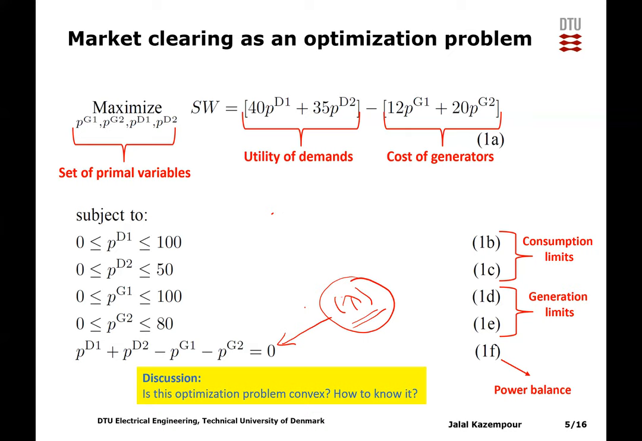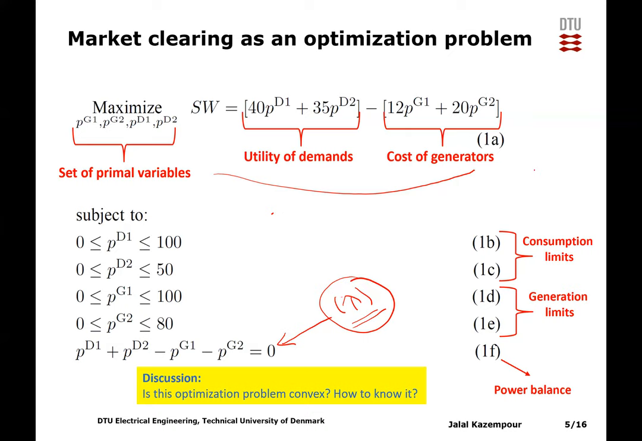Very good. Every dual variable, for example, here lambda for 1F, shows the sensitivity of the objective function with respect to any small perturbation in the corresponding constraint, right? At the optimal point. So for example, if you change the demand or the generation a little, 0.0001, you have to check how much the objective function is changing. You can derive the right-hand side and left-hand side sensitivity.